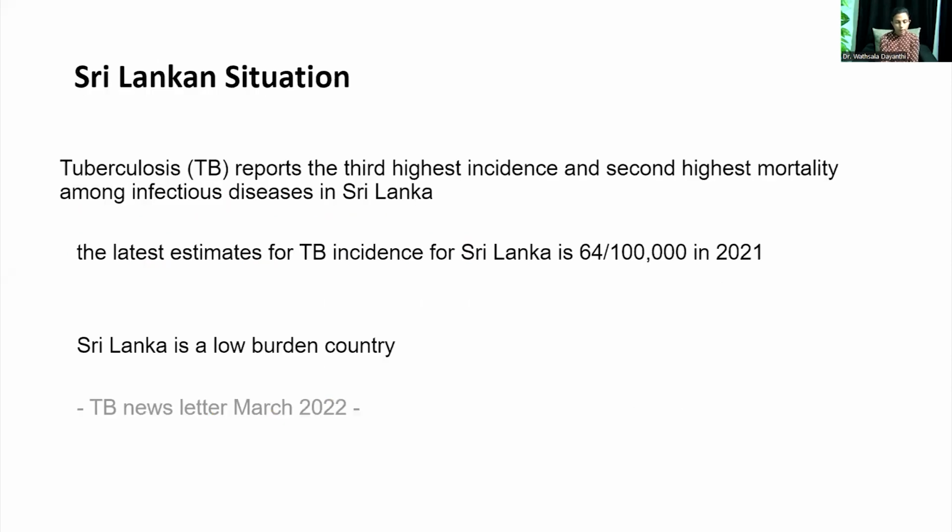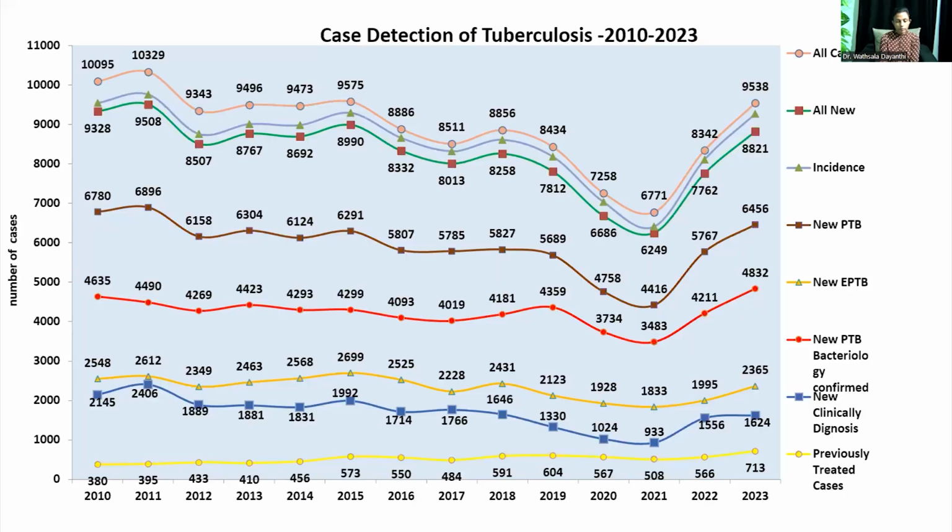So some facts about the Sri Lankan situation. Tuberculosis reports the third highest incidence and the second highest mortality among infectious diseases in Sri Lanka. Fortunately, Sri Lanka is still a low burden country, and the estimated TB incidence of Sri Lanka is 64 per 100,000 population in 2021. This data is from the national program.